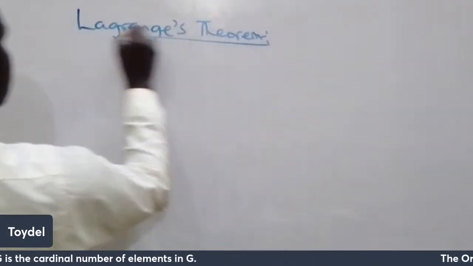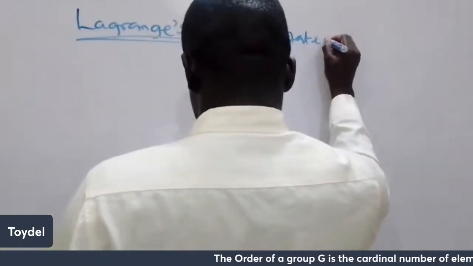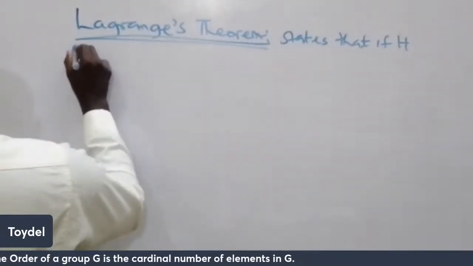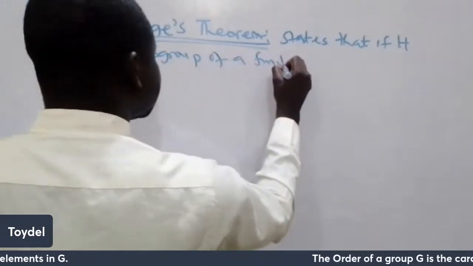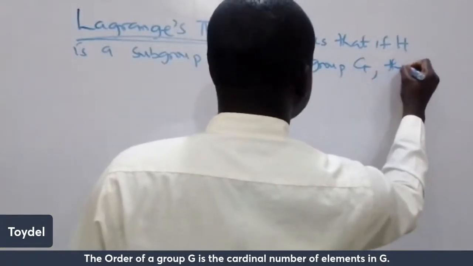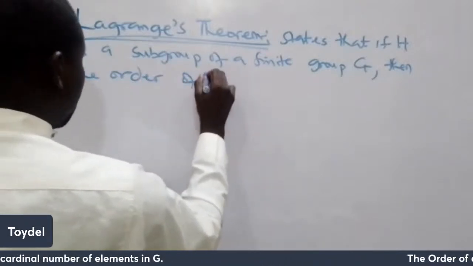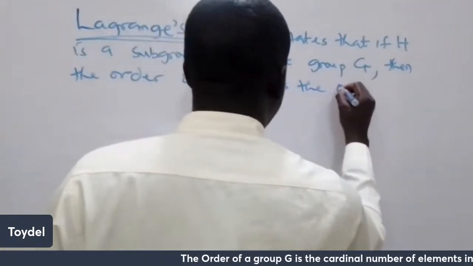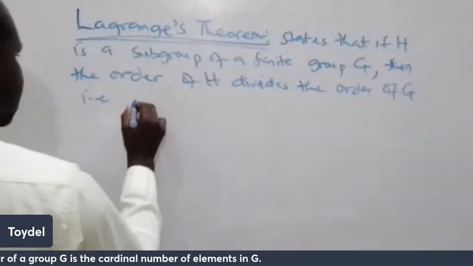So let's introduce Lagrange's theorem. The theorem states that if H is a subgroup of a finite group G, then the order of H divides the order of G.